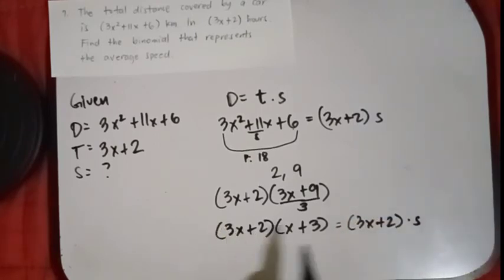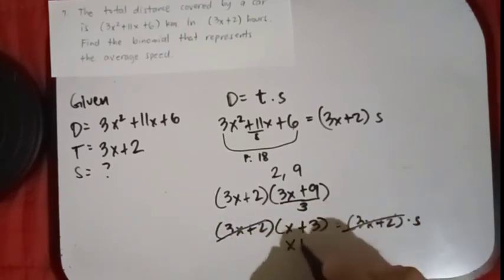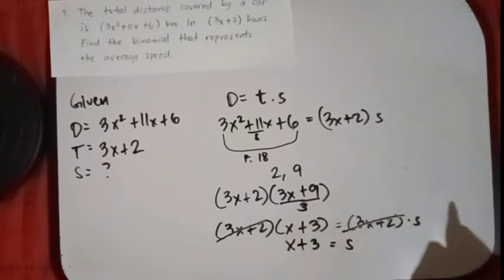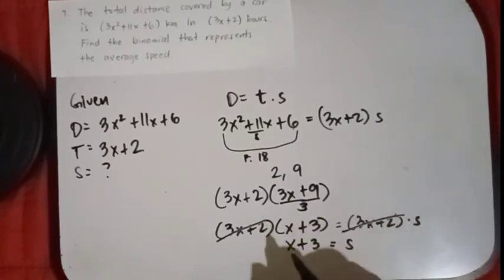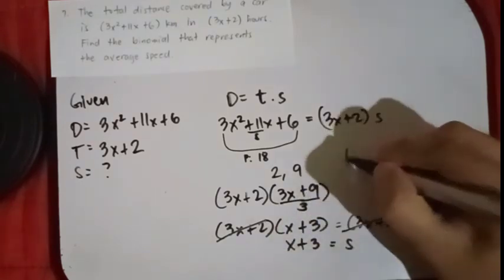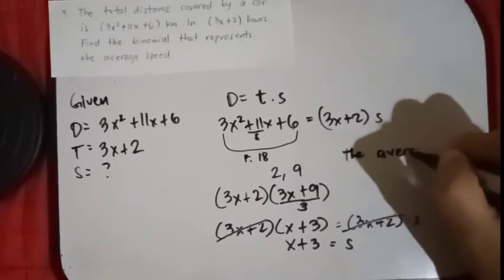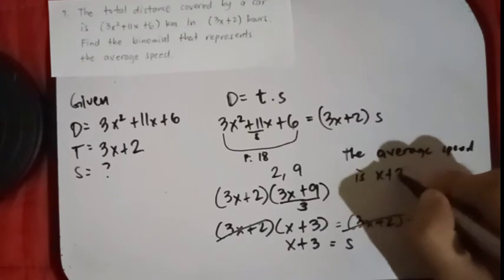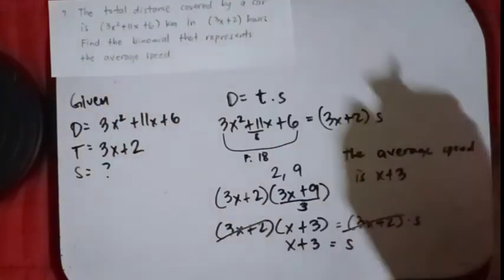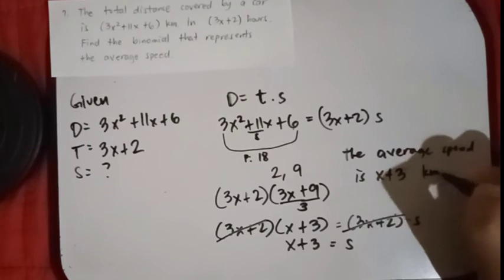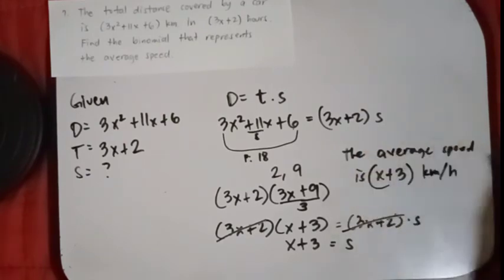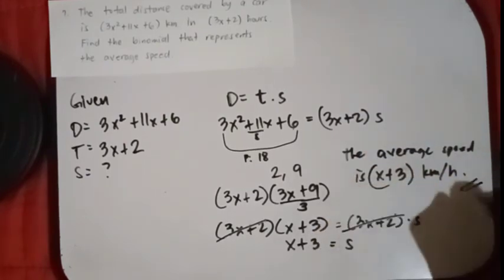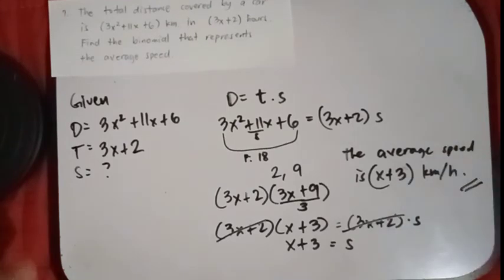And meron tayong 3x plus 2 both sides, so alisin na natin. Ang natira na lang is x plus 3 equals s. Okay? So, ito na yung speed natin or yung average speed. So, the average speed is x plus 3. Ano bang unit? Kilometer per hour. Ayan yung sagot natin. Okay, so let us move on to the last one.